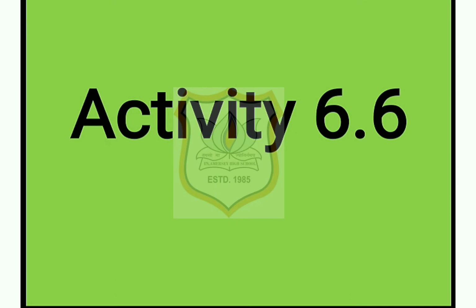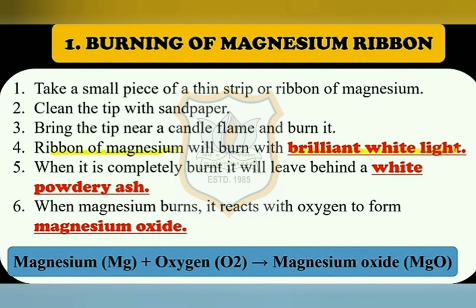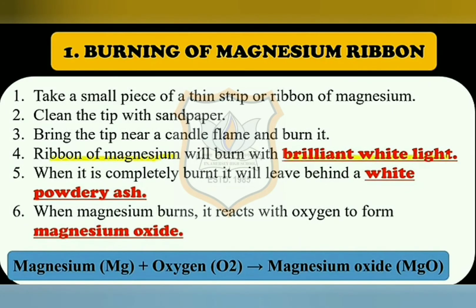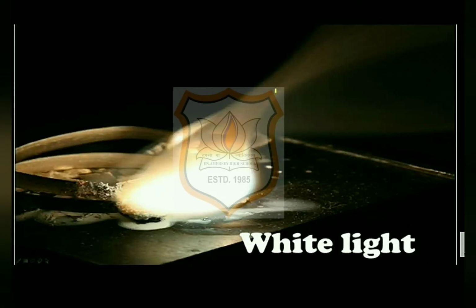Now we will discuss activity 6.6 to show that burning of magnesium is a chemical change. We will take a small piece of thin strip of ribbon of magnesium. Students, you can see this is the magnesium ribbon. Clean the tip with sandpaper and bring the tip near a candle flame and burn it. You will notice that ribbon of magnesium will burn with brilliant white light. Students, you can see here the ribbon burns with a brilliant white light.